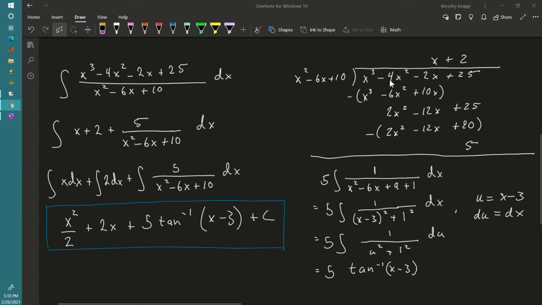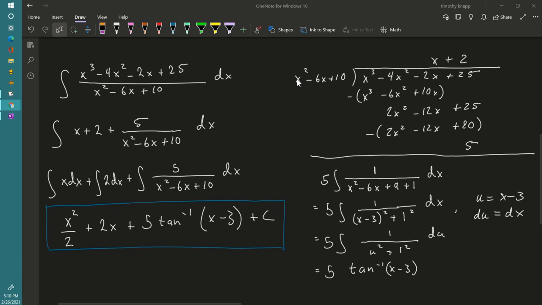Then I've got a negative 6x squared plus 6x squared gives me a 2, then I've got negative 2x minus 10. So negative 2 minus 10 is a negative 12x. I drop my 25. Then I ask myself the same question.